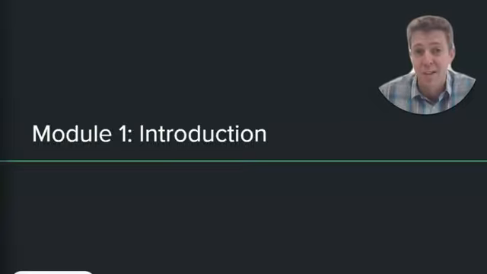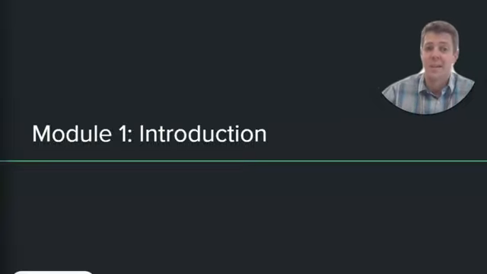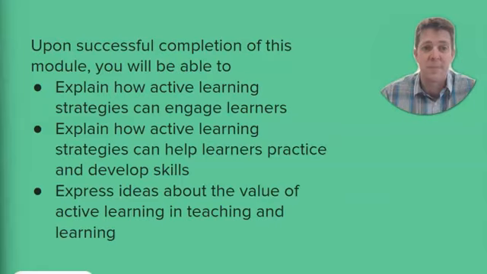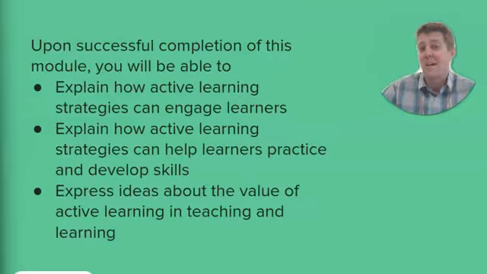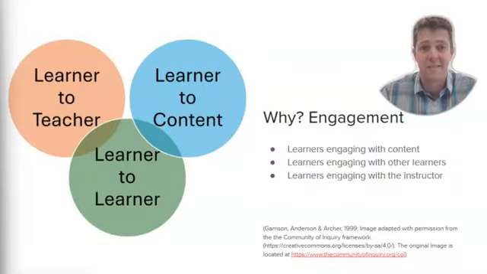In this first module together, we'll consider why active learning is useful. Once we've established a rationale for active learning, we'll look at 3 different examples of active learning strategies. Our goals for this module are that by the end, you'll be able to successfully explain how active learning strategies can engage learners, explain how these strategies can help learners practice and develop skills, and then express your own ideas about the value of active learning in teaching and learning.